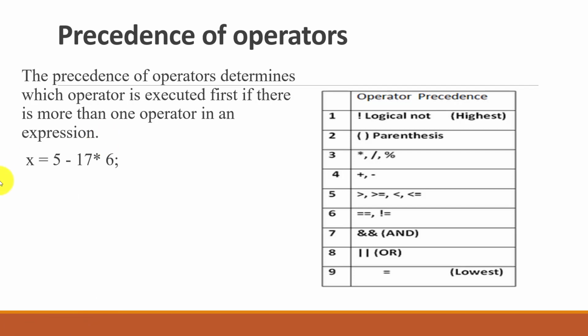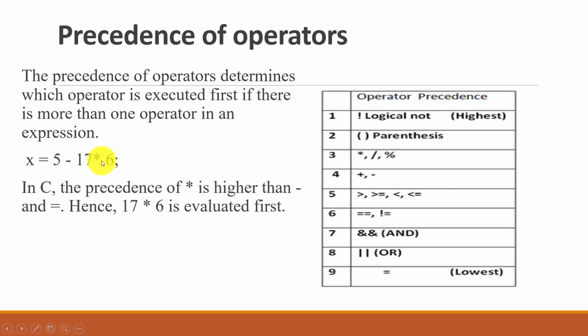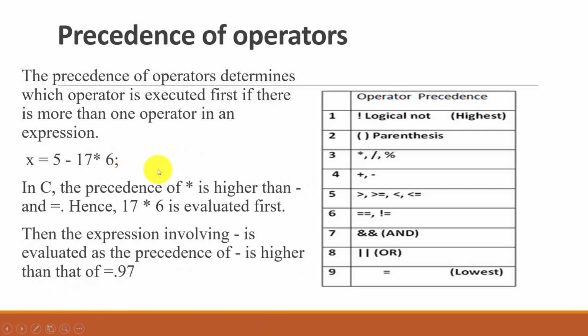Now this is the expression 5 minus 17 into 6. Which operator will execute, because both minus and multiplication are present? According to our precedence table, multiplication has higher priority than minus, because it is at the third level. So we execute 17 into 6 first, and then the second priority operator, that is minus. So we get the result as 97.